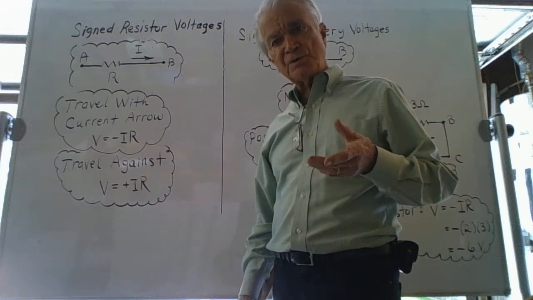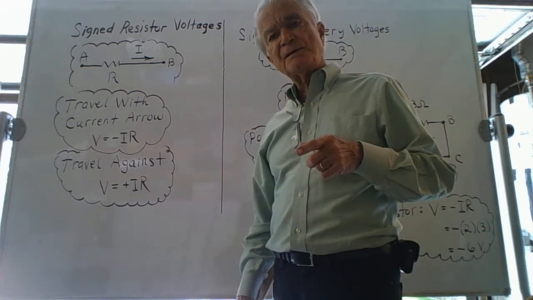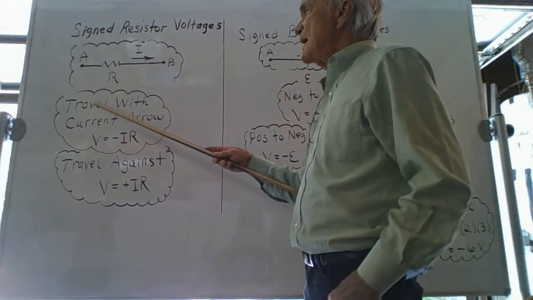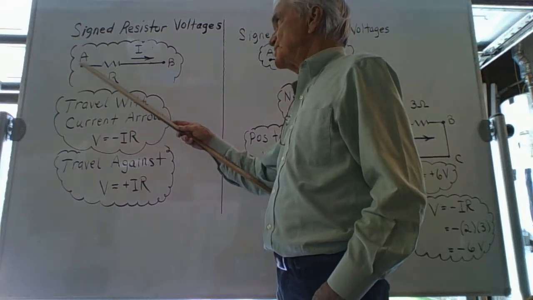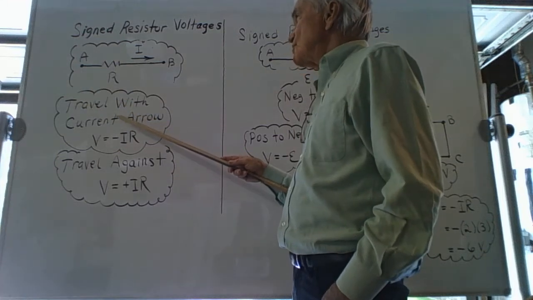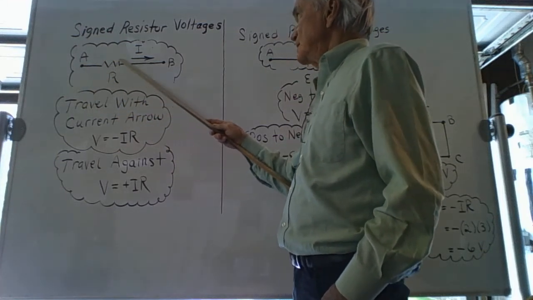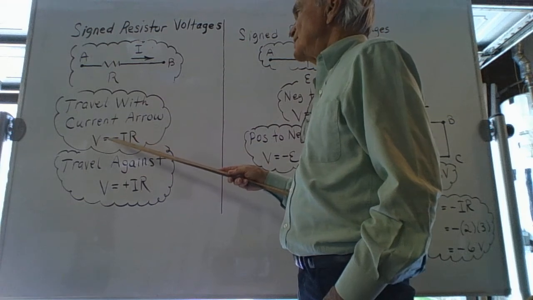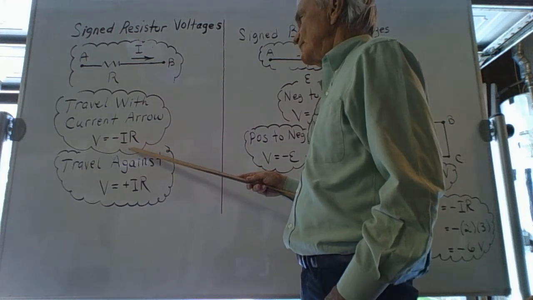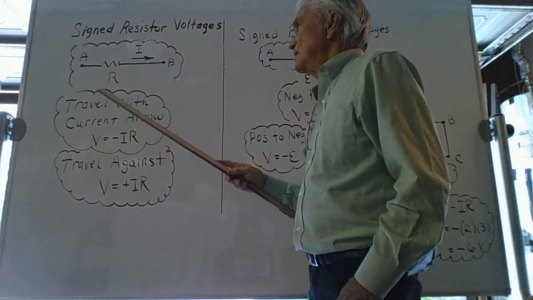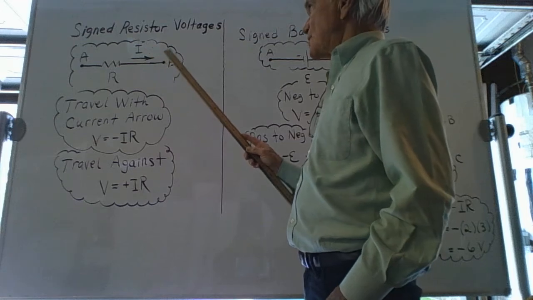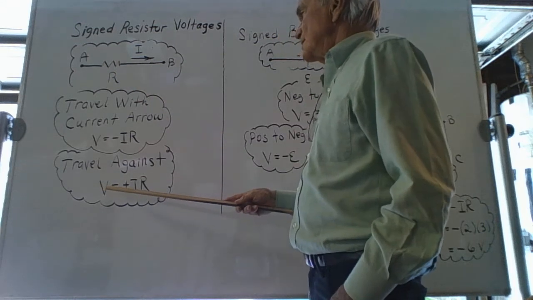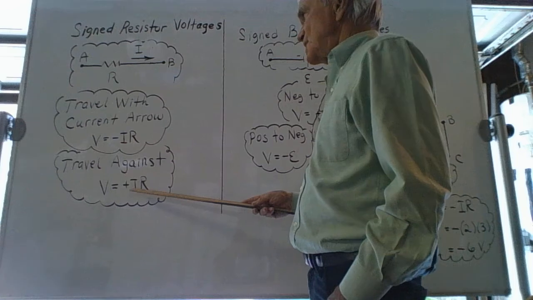There's a rule that we follow in order to determine whether the signed voltage is negative or positive. Here are the two rules. If you imagine an observer traveling through the resistor with the current arrow, in other words, in this case from A to B, in the same direction as the current arrow, then you put a negative sign in front of the product I times R. On the other hand, if your imagined observer is traveling against the current arrow, in other words, from B to A, then the signed voltage is positive I times R.